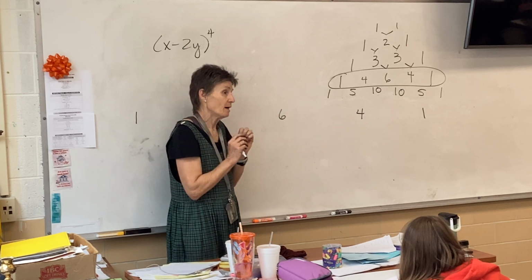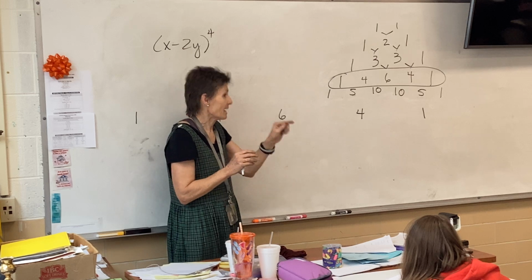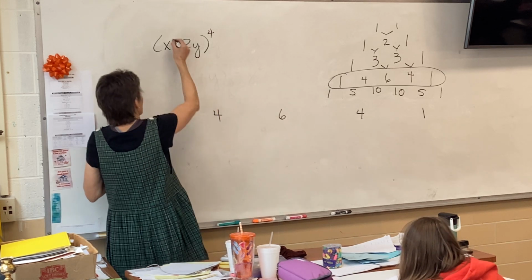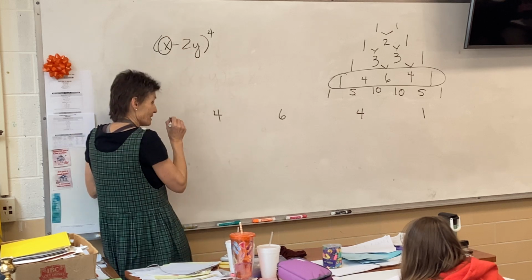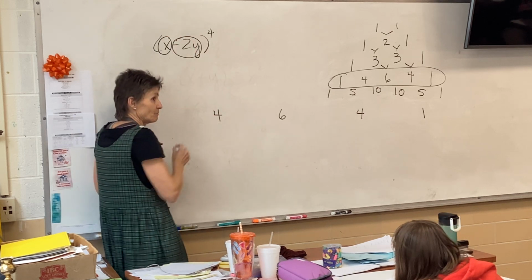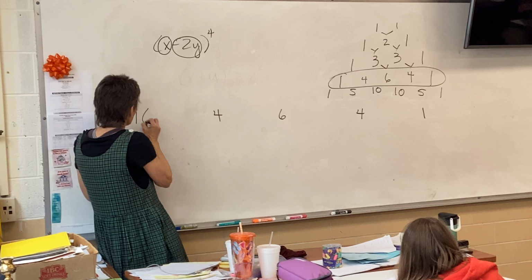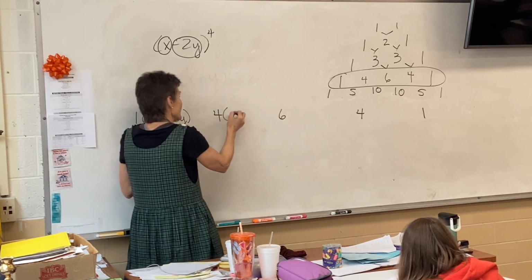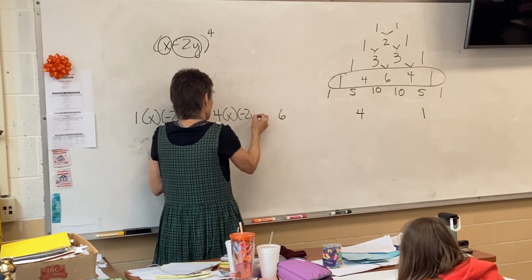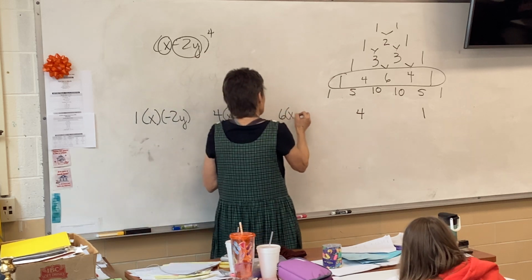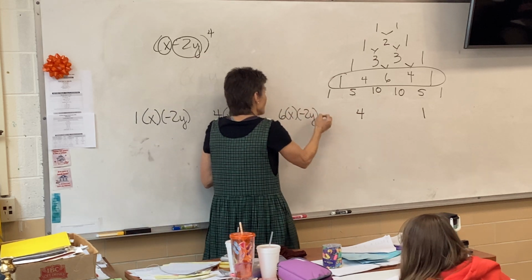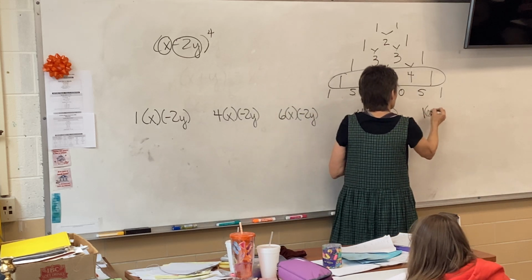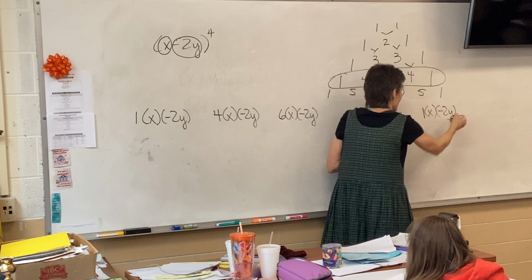And that was because we were expanding x plus y. Now, all of my terms are going to have an x and a negative 2y. So I'm going to write down x and negative 2y. That's not a minus, that's a negative. X and negative 2y. I'm going to write it down next to each one of my numbers.